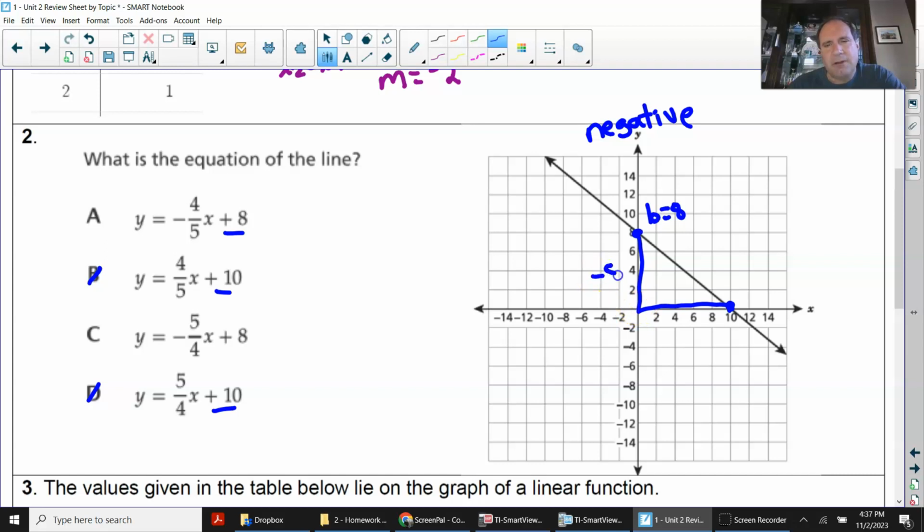Since you're going down, I'm going to put a negative 8. And this is 2, 4, 6, 8, 10. So my rise over run, remember, it is rise over run. M equals negative 8 over 10.